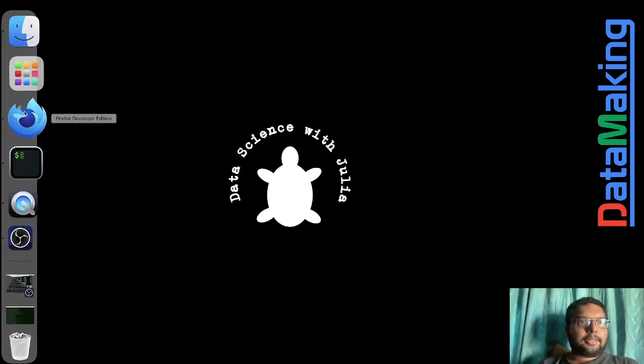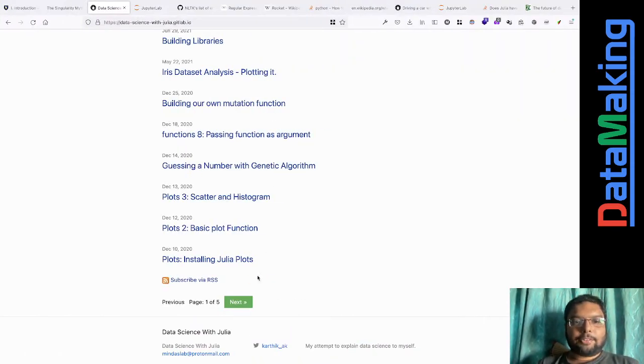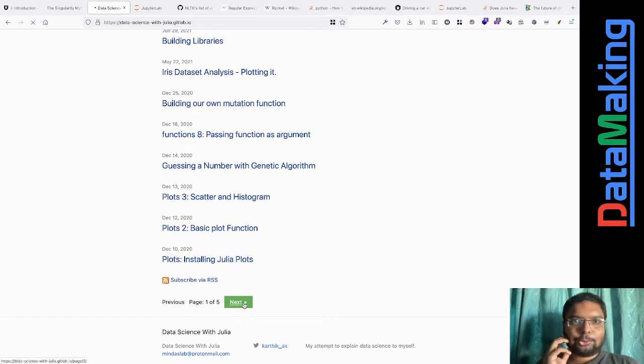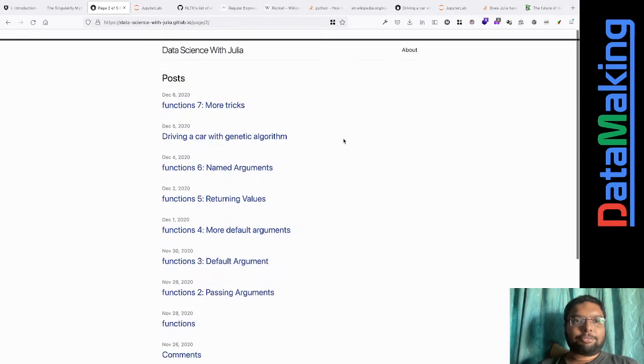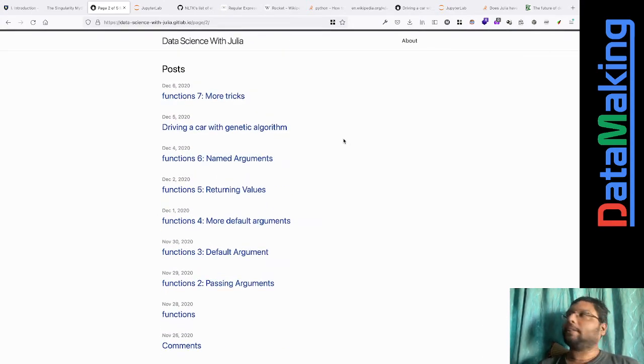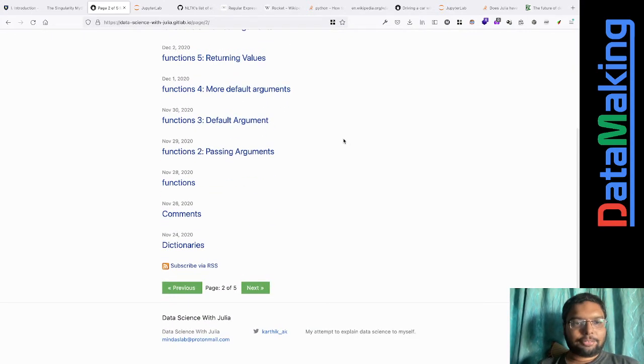Hello, all. Today we'll be looking at a thing called genetic algorithms. We are going into machine learning territory.